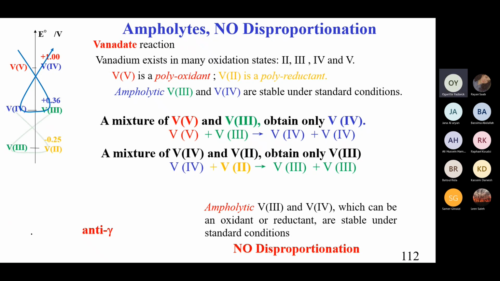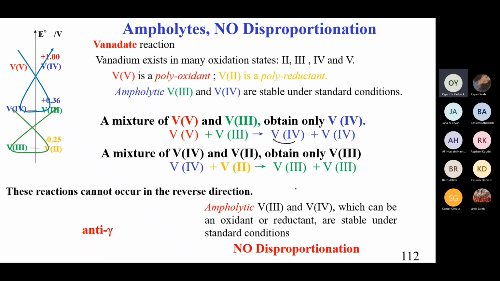Now vanadium 4 with vanadium 2. Let's look at 4 with 2. We get vanadium 3. Only a single product. There is no particular name for this process. But sometimes we can mix an oxidant and a reductant with different oxidation numbers, and we get the same product.